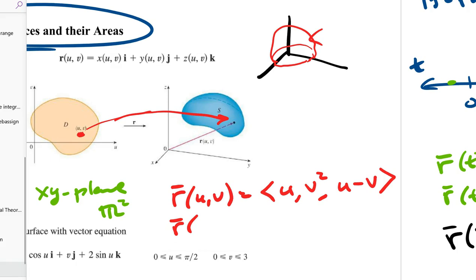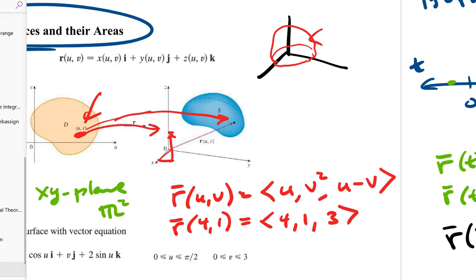So let's say, I don't know, what does this point look like? Let's say 4 comma 1. 4 comma 1 would be mapped to 4, 1, 3. That point there. So you go out 4, over 1, up 3, and it's mapped to that.